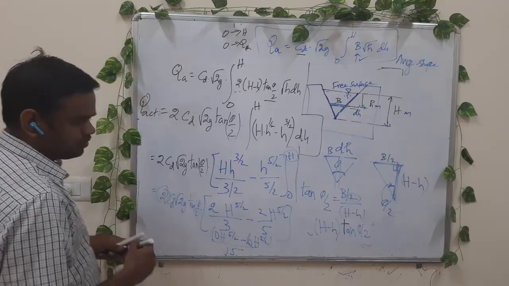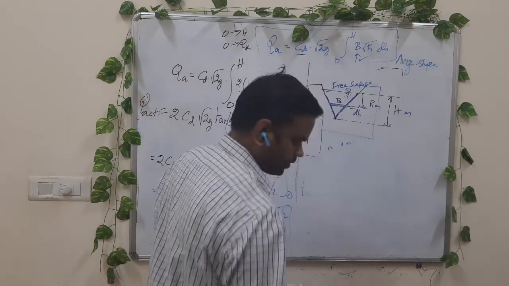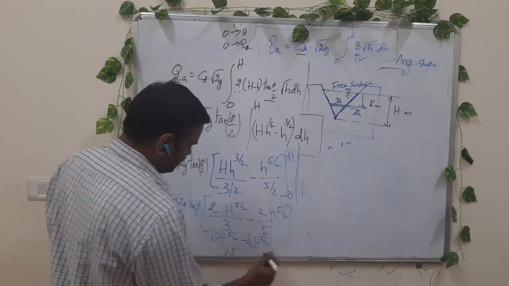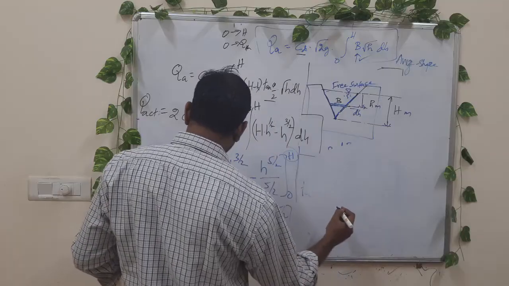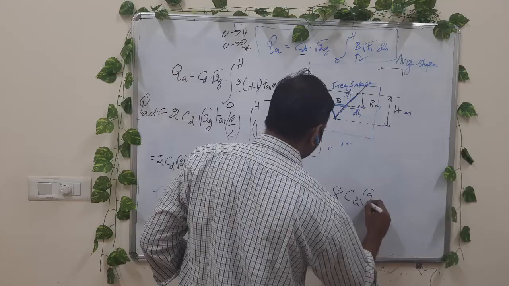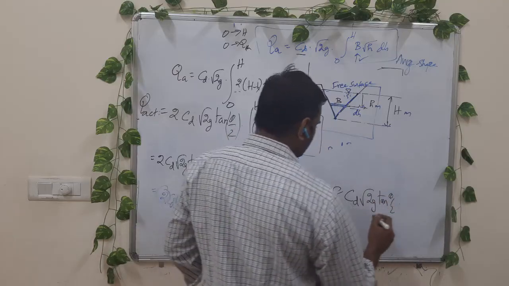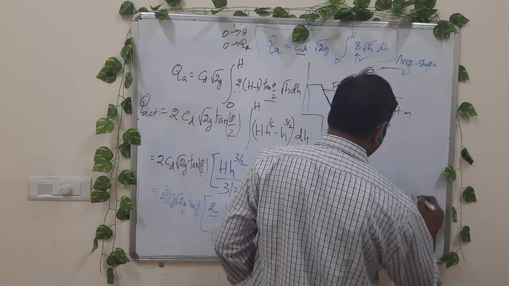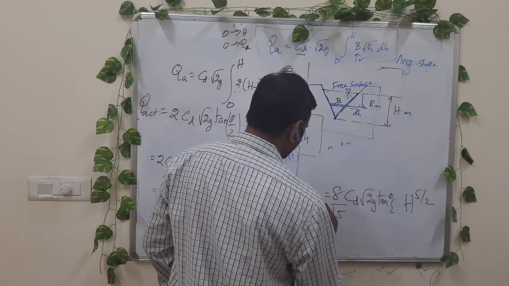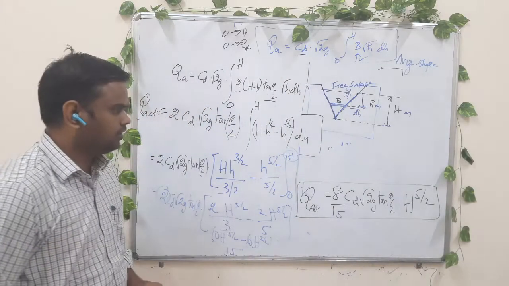Here 2 is there. So finally what we get is 10 minus 6, 4. So we have 4 into 2, 8. So we are going to get 8 into CD into square root of 2G into tan theta by 2 into h power 5 by 2, denominator 15. So that is our Q actual for a triangular notch or V notch.